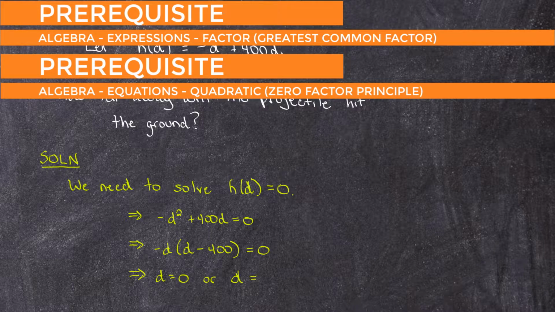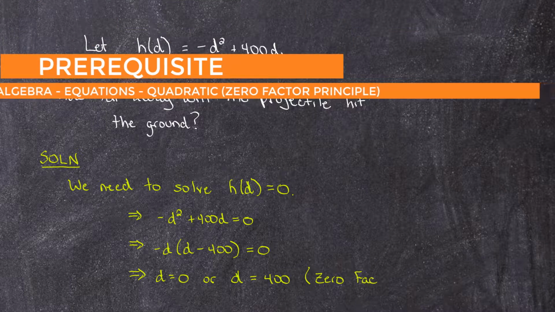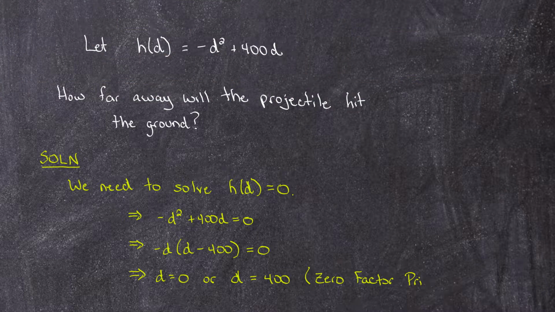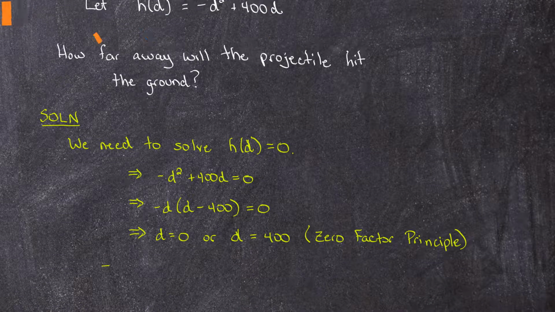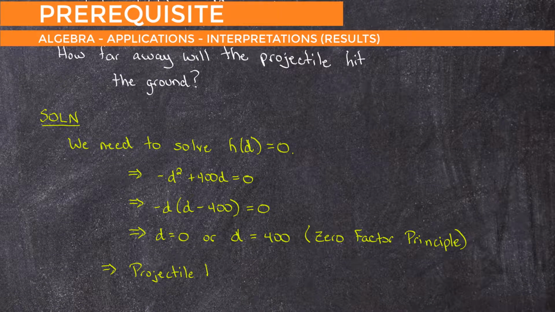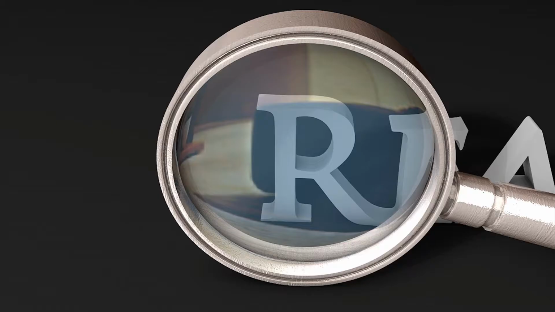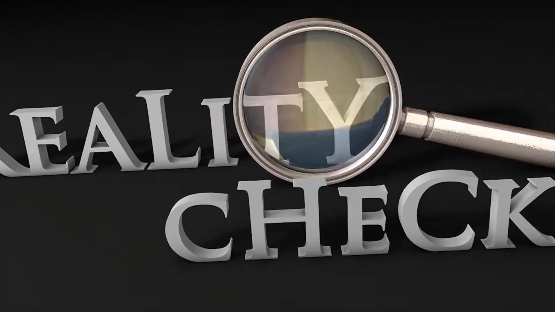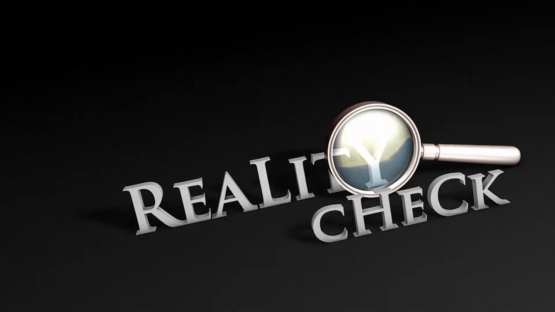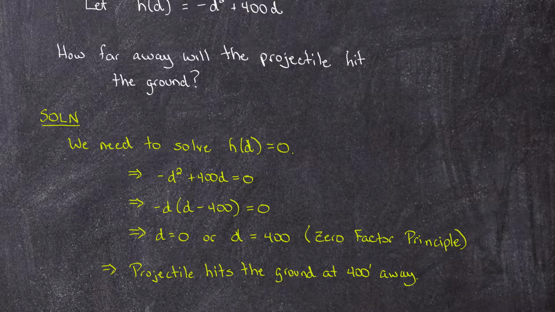In this case, we see that the projectile hits the ground when either d = 0 or d = 400. Transforming from mathematics back to language, this means that the projectile is on the ground when it is 0 feet from the catapult and 400 feet from the catapult. Time for a reality check. Do you see a problem with this?